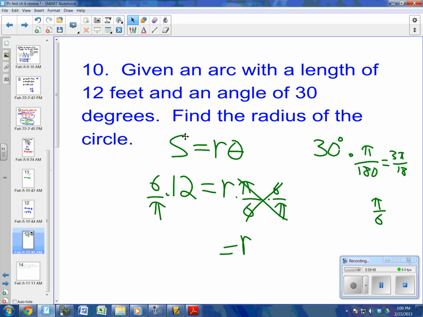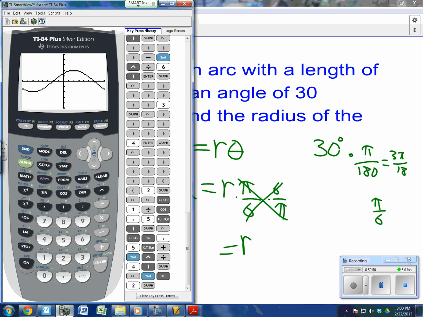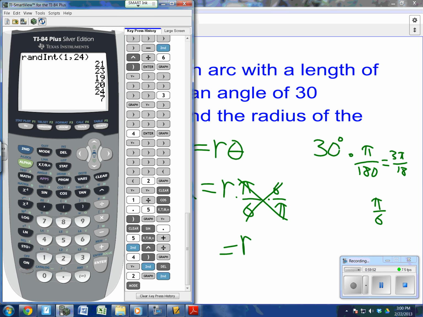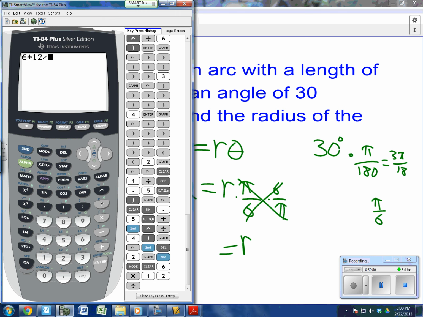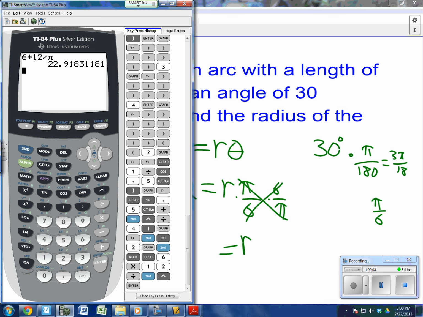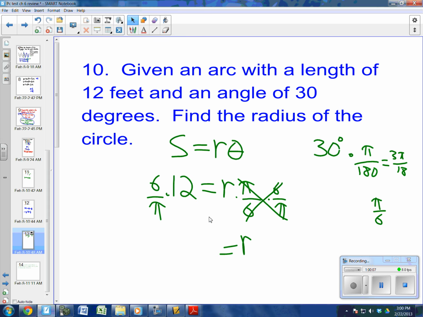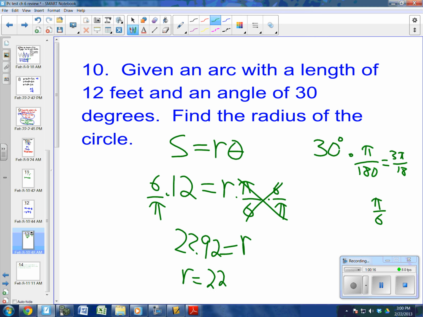And I'm going to go to my calculator and do that real quick. Six times 12 divided by pi. 22.92. What was this measurement in? Feet. So I got R equals 22.92 feet.